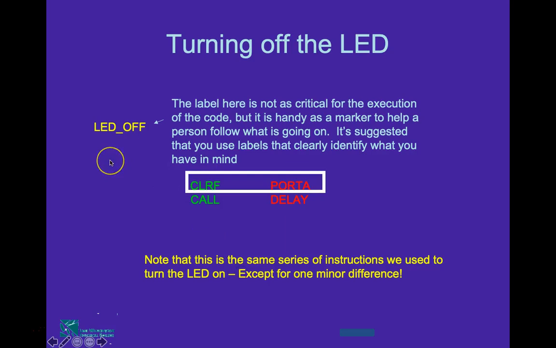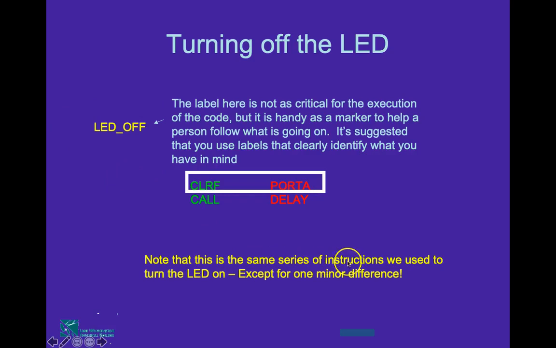And then the code to turn off the LED. For that, just provide CLRF, because CLRF means we are giving 0x00 to the port A. If you provide this, port A will be all zeros, from RA0 to RA7. And then you will call for delay because you want to turn off the LED for some time, right? This label here is not critical for the execution of the code, but it is handy as a marker to help a person follow what is going on. Even if you don't write this label and you directly write the code after the LED on, it will still function. But it's good to have this label because it shows the reader what is going to happen next, which means we are going to turn off the LED.